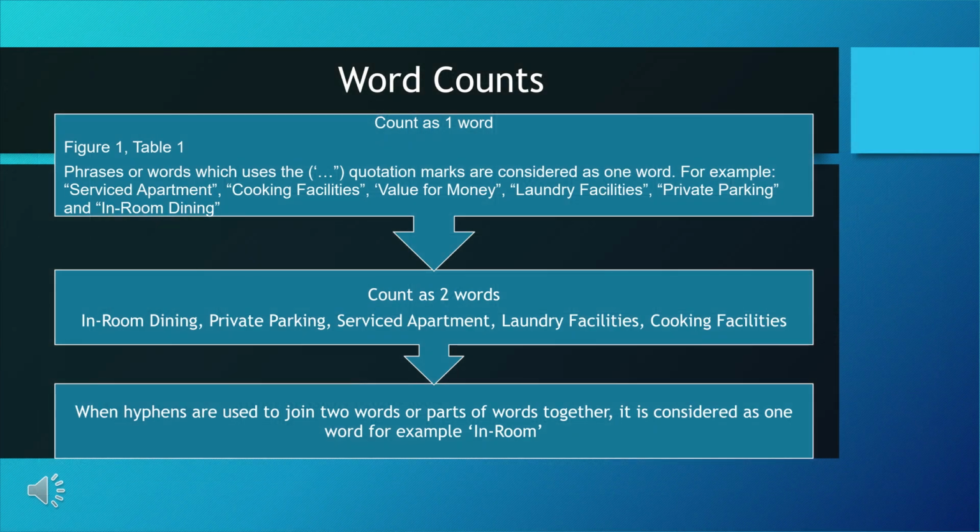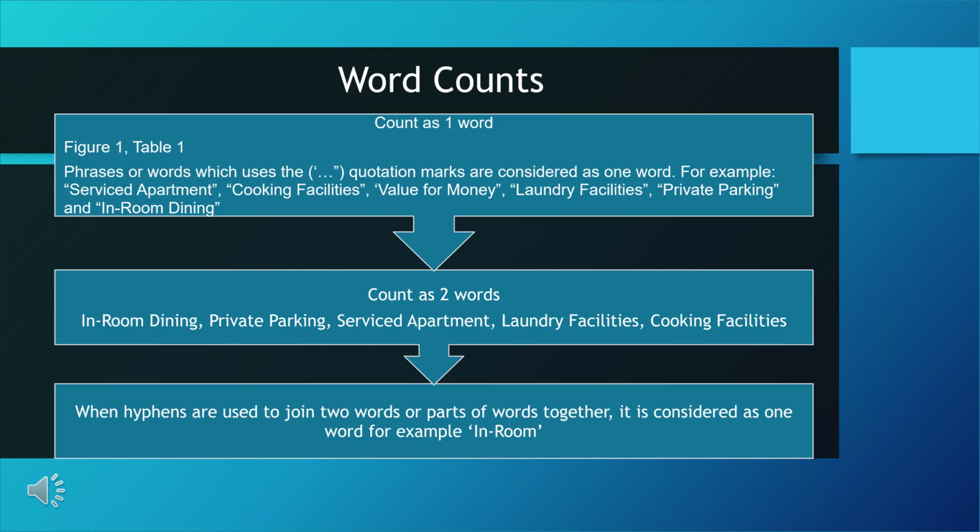Okay, remember, you need to write 150 to 200 words. Okay, now let's look at the word counts here. Words that are counted as one word here are Figure 1, Table 1. Phrases or words which use the quotation marks are considered as one word. For example, service apartment, open and close inverted commas, cooking facilities, also the same thing, value for money, laundry facilities, private parking, and in-room dining here.